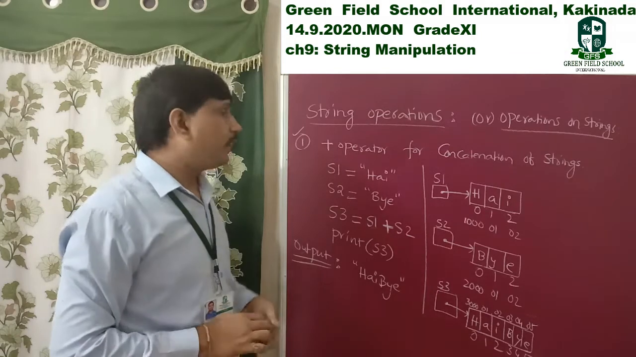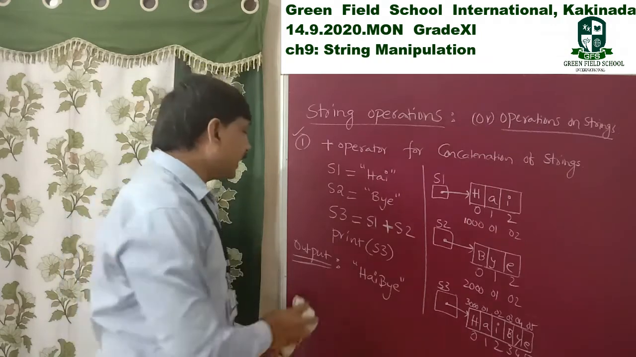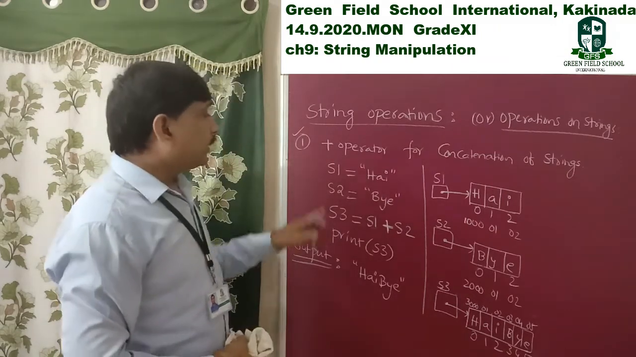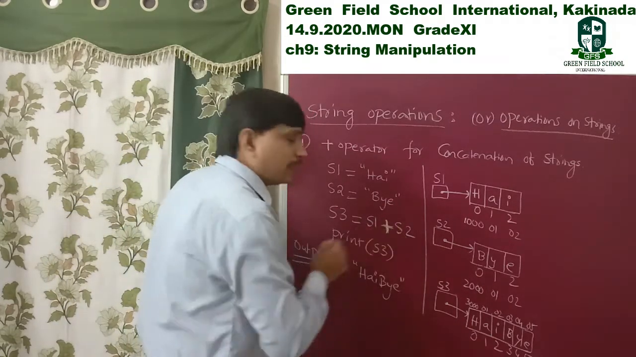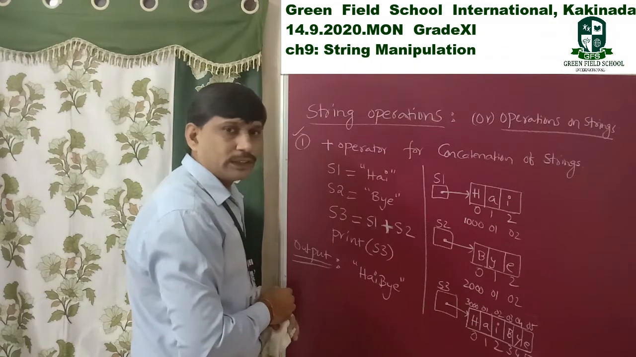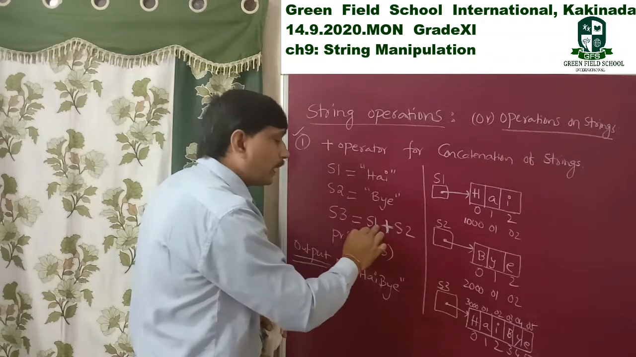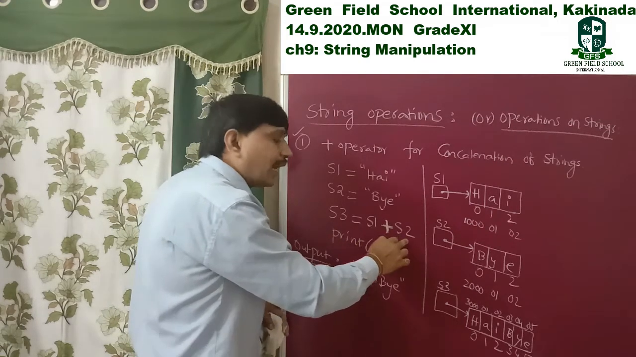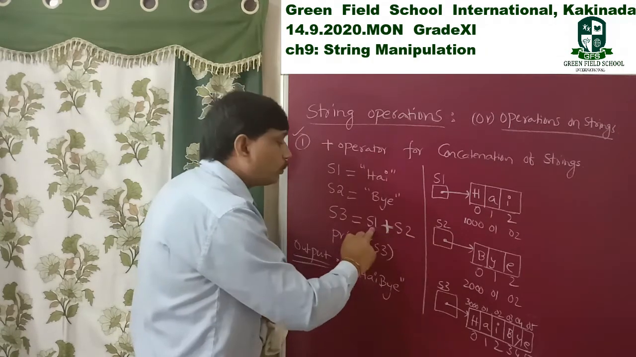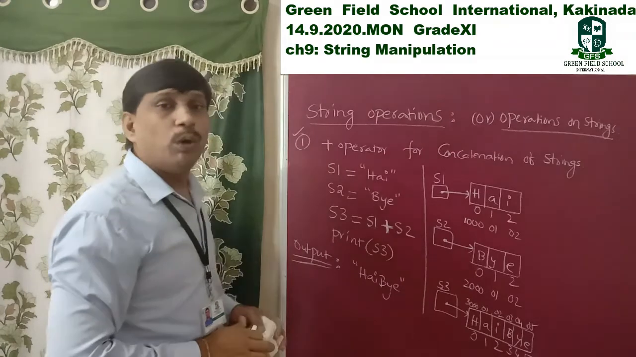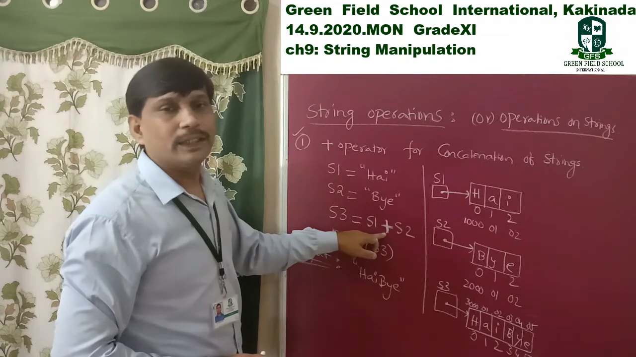Understood my point? Here, when we apply concatenation, some caching is required. Observe here: when we apply concatenation operations, this plus symbol is the concatenation operator. Before S1 I take one operand: operand, operator, operand. This operand is a string operand, this one is also a string. Both are strings, and this one acts as the concatenation operator.